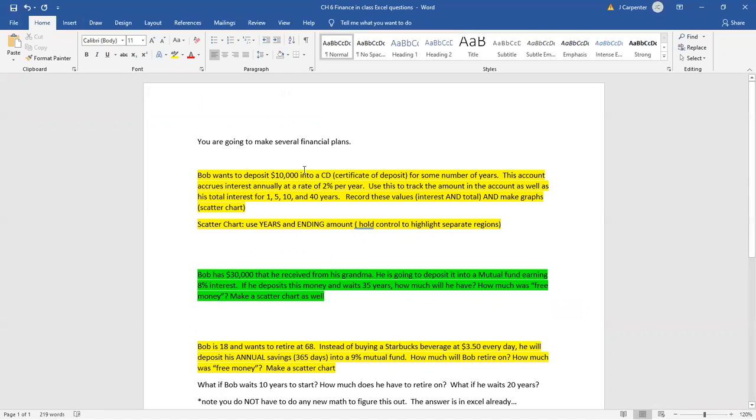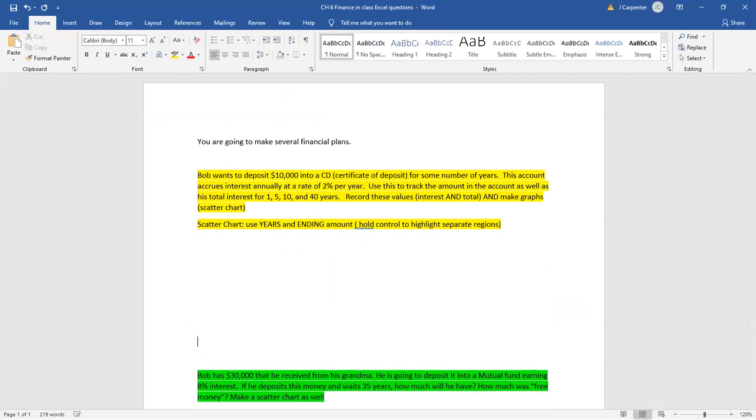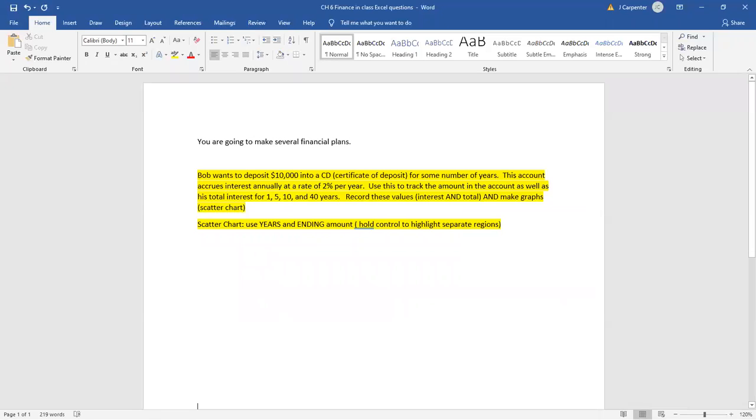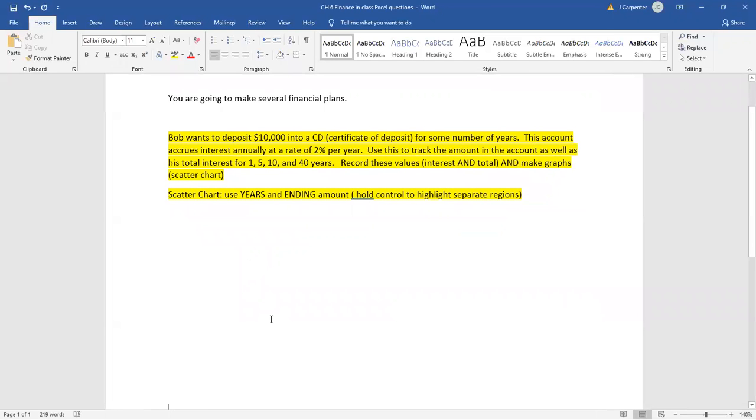All right, so Bob wants to deposit 10,000. We're going to do these 3 examples. They're just highlighted in different colors to show the different examples. So yellow is 1, green is 2, and then the other yellow is 3. So let's just bump these off. And we're going to make some financial plans. Bob wants to deposit $10,000 into a CD for some number of years. This account accrues interest annually, so nothing new yet, at a rate of 2% per year.